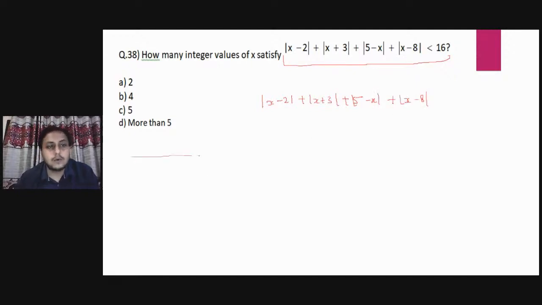There are four critical points here: -3, 2, 5 and 8. There are four critical points, an even number of points. I have already told you in class that for an even number of points, we get the minimum value between the two middle points, including 2 and 5.